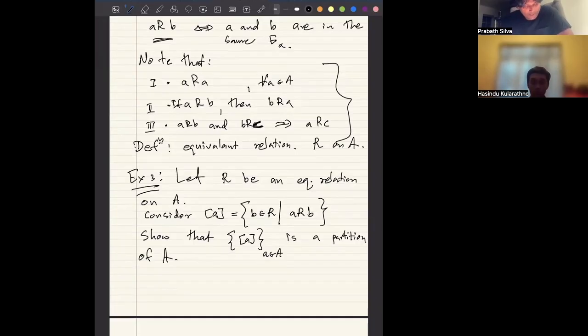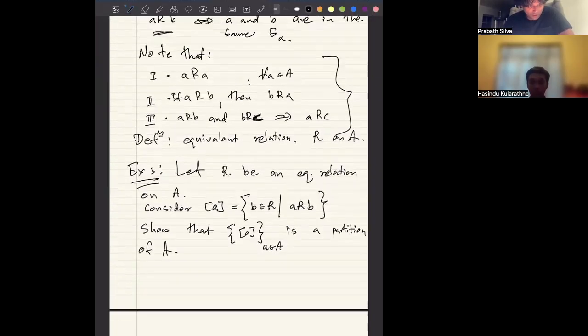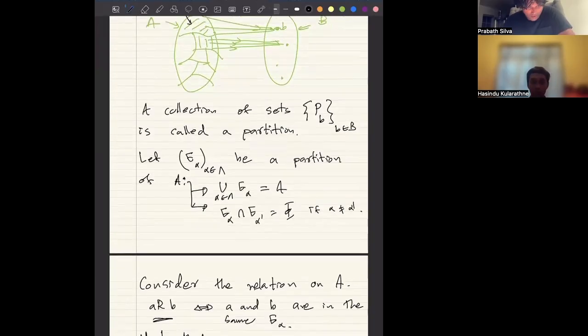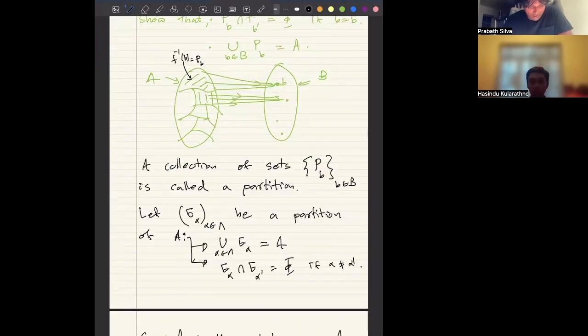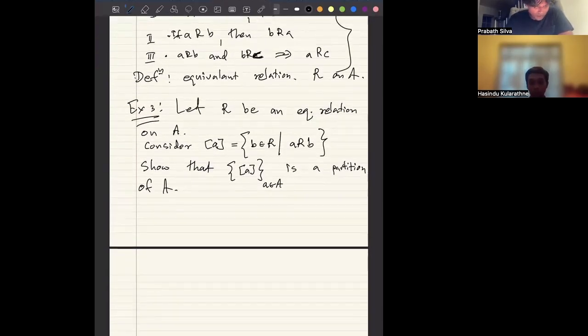Now, the last one. So this is the third topic: equivalence relations and partitions and quotients. All three things are the same. So the quotient is, in this setup, exercise 4. This is the follow-up to exercise 3.